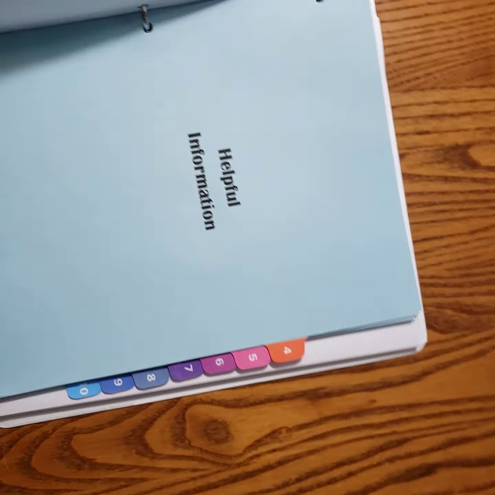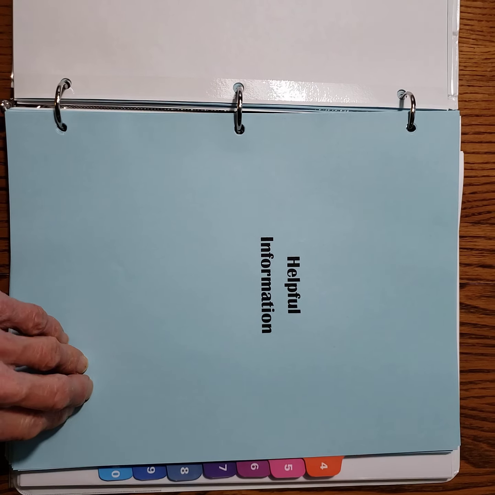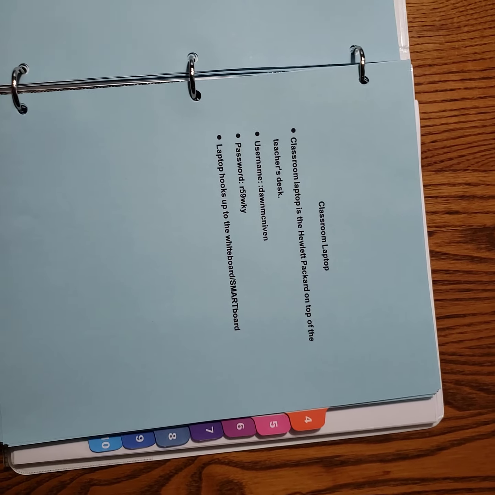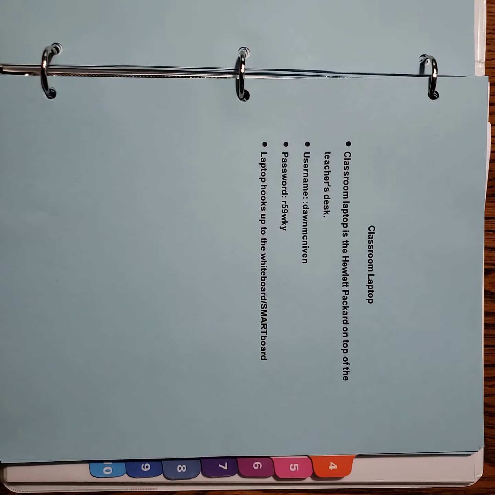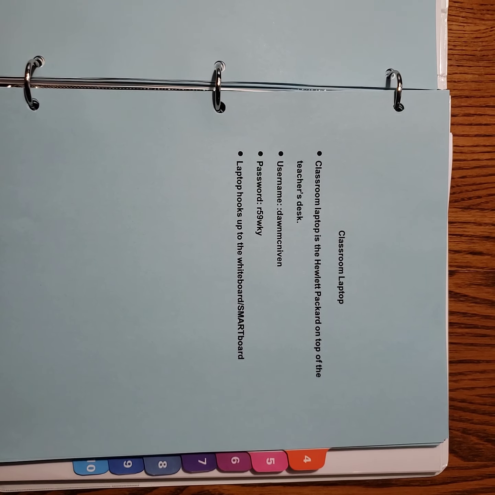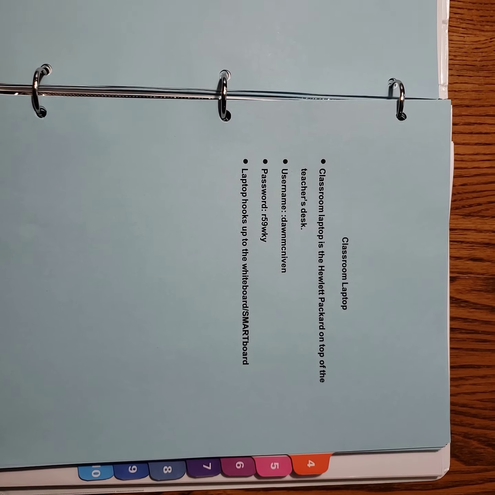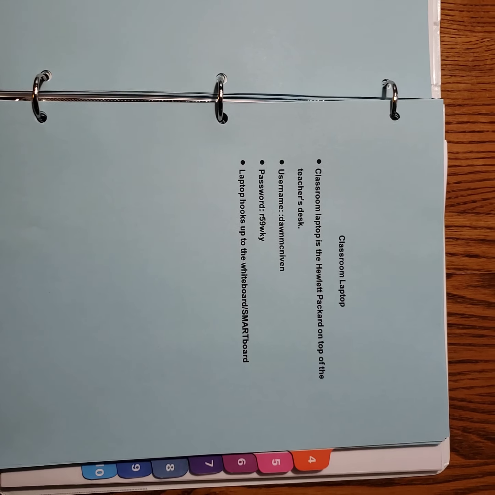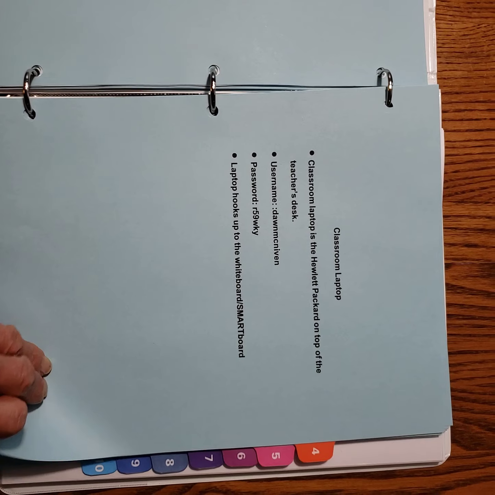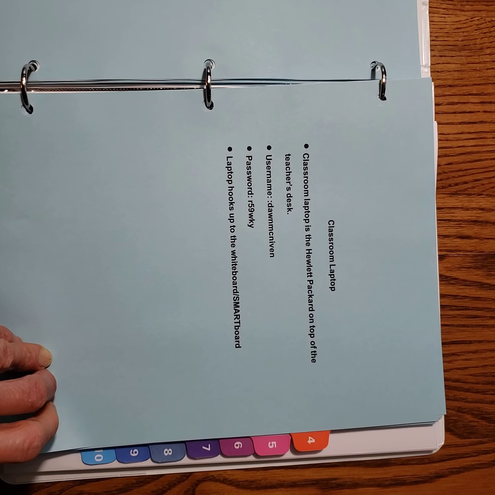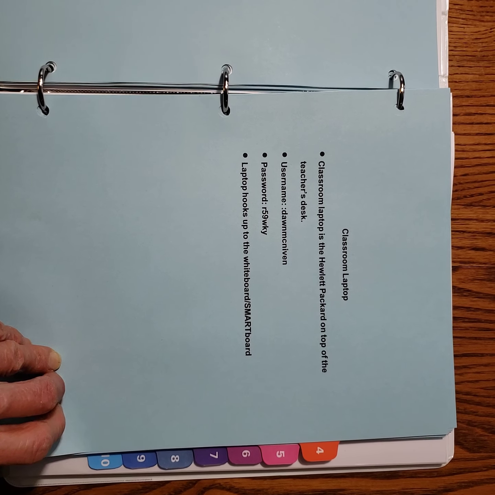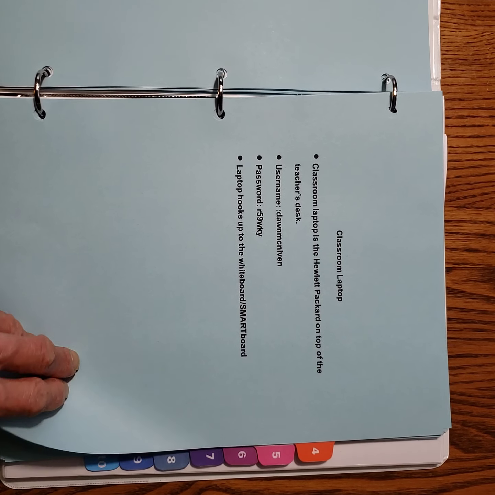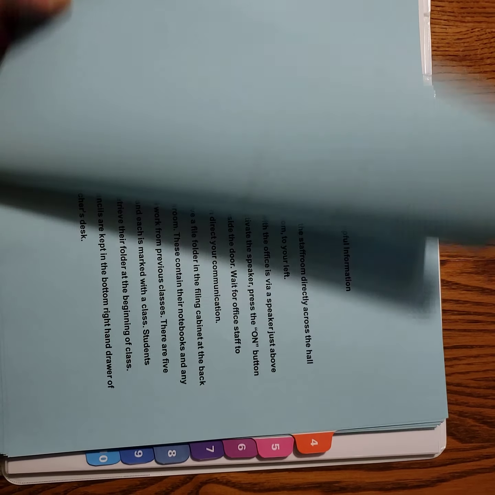Okay, number three is helpful information. In here, we have things like the classroom laptop, with the username and the password, because the laptop is used in order to access the smartboard and also to give the office the attendance. The substitute teacher will be told where it is and the username and password.